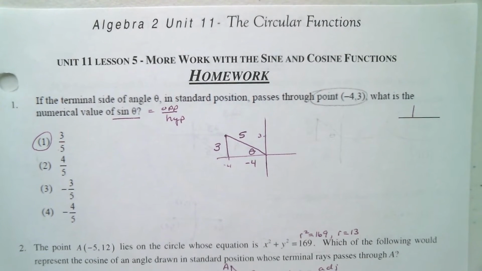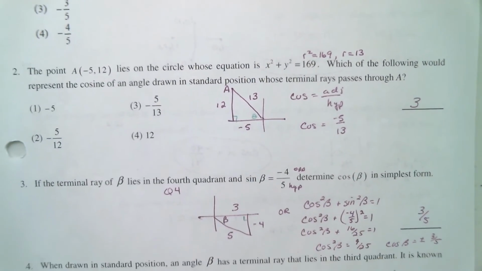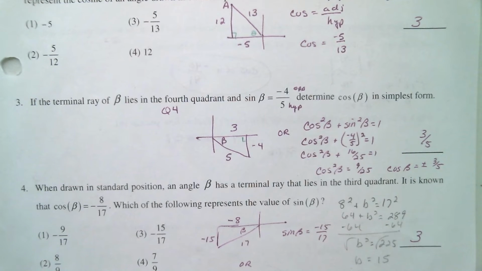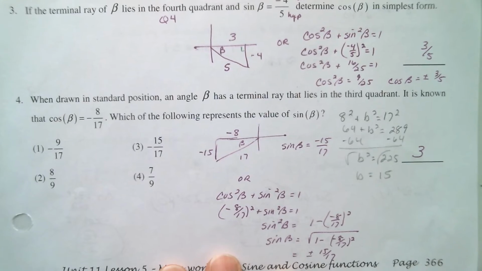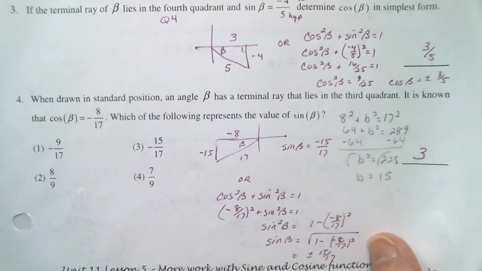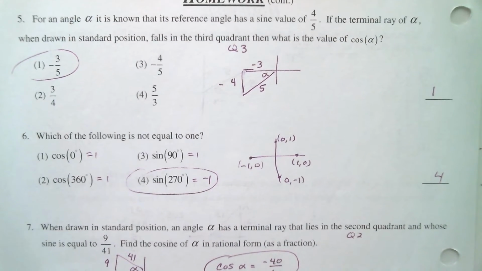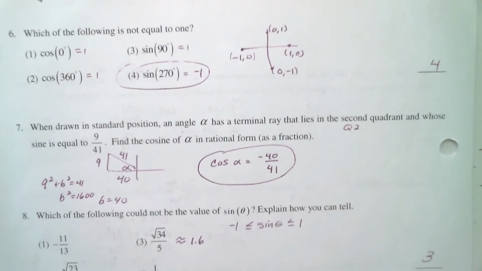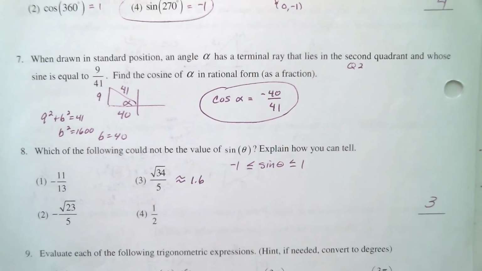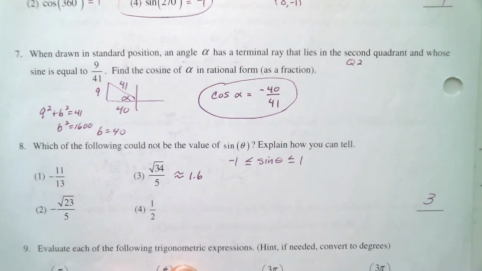So number 1 is option 1. Number 2 is choice 3. Number 3, the answer is positive 3/5. Number 4, the answer is choice 3. Number 5, the answer is choice 1. Number 6, choice 4. Number 7, choice 3. I'm sorry, number 8 is choice 3. Number 7, the cosine of alpha is negative 40/41.